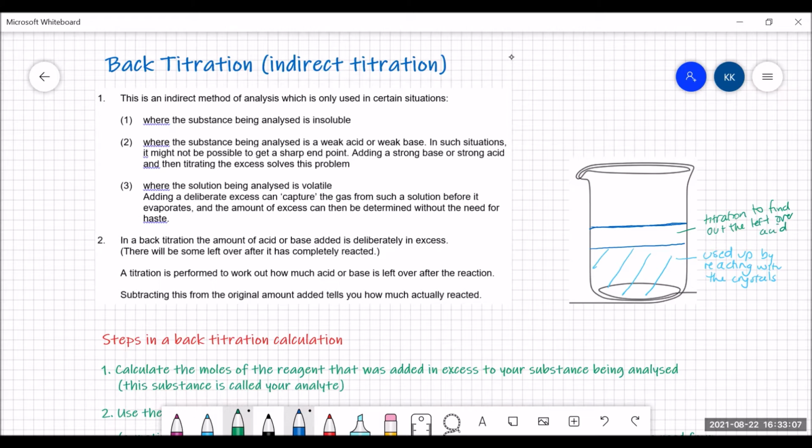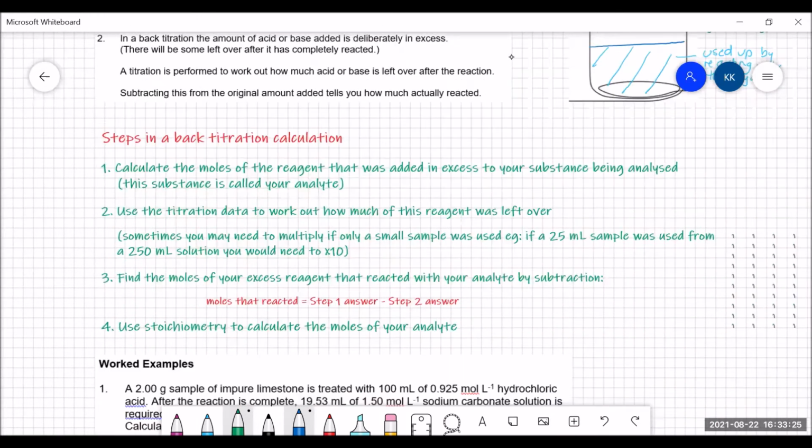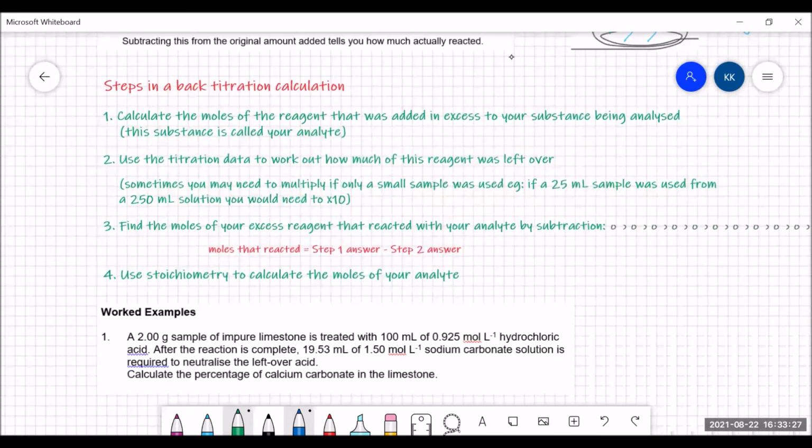Sometimes if you've got a fairly large excess, you might make that up into a standard solution and pipette samples of that standard solution. So there are many ways that this can be done. However, when you come to do the calculation, you can follow a fairly simple set of steps to get you through. These are quite involved calculations.